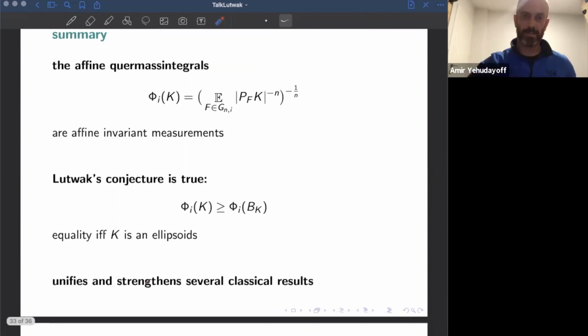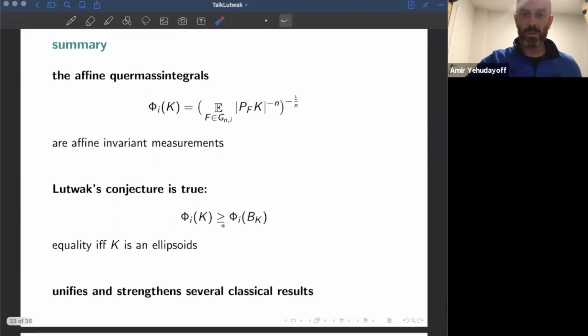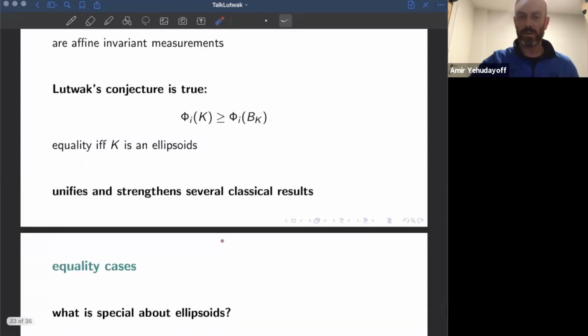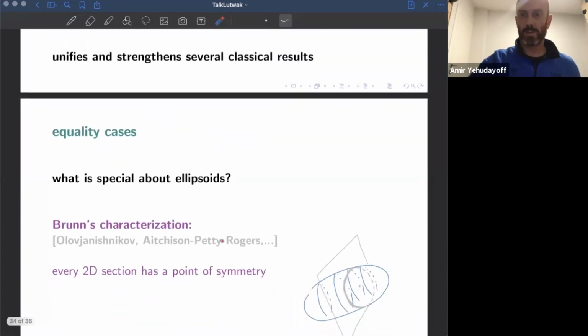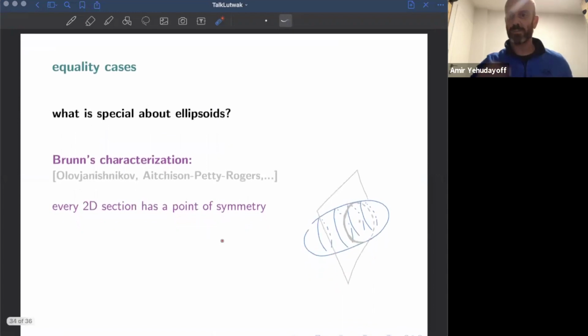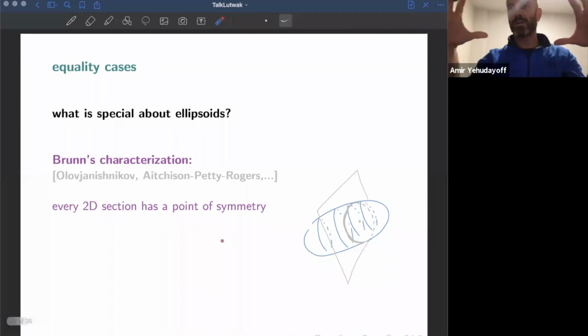And the last thing I want to say is about equality cases. How do you prove that something is an ellipsoid? You get a body for which this is equal. How do you prove that it is an ellipsoid? And this is another amazing idea, which is called Brunn's characterization. And Brunn, I think, did it in 3-dimensional space, and then it was later generalized in many, many works and reproved. And the statement is very, very nice. You have a body, a convex body in Rn.